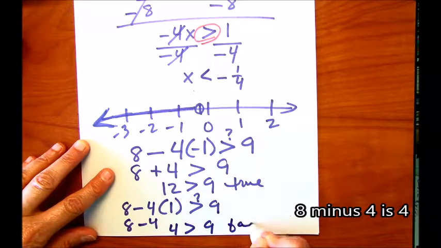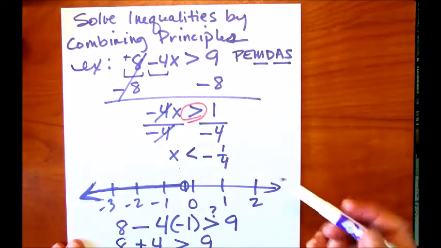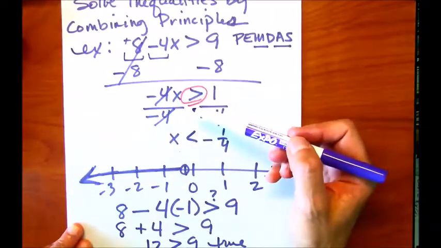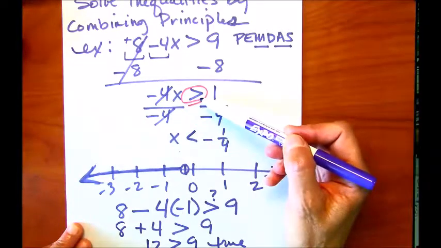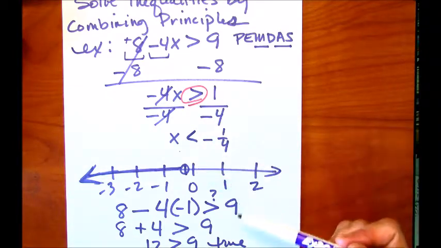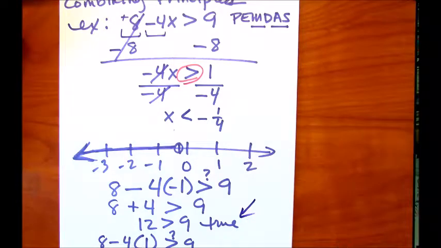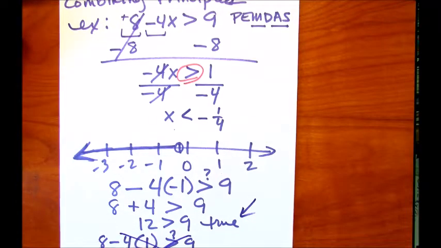No, that's false. So that's just a reminder that when you are multiplying or dividing by a negative, you must reverse that symbol so that when you plug in one of the solutions, you're going to get a true inequality, like we did the first time. Okay, so don't do it that way.